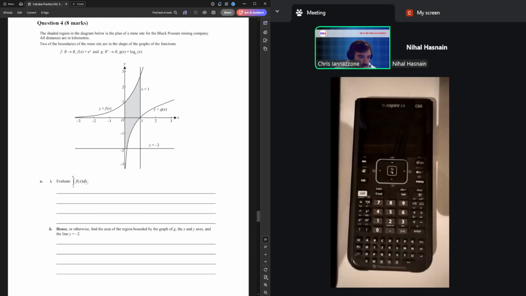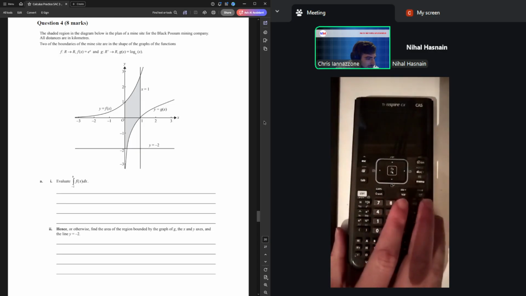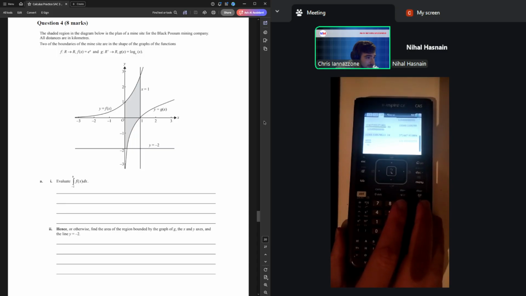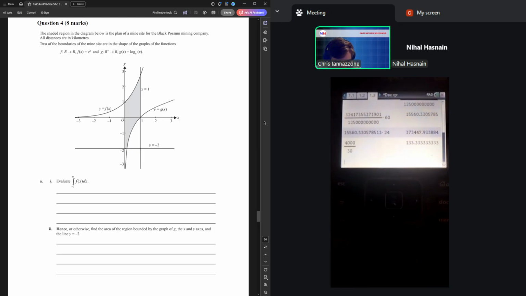So far, first question, fairly straightforward, just evaluating the integral. Not much to be said there. This is a tech active thing, so we're just going to go ahead and firstly define the function f of x as e to the power of x, and then just do that integral. I don't think there's much to talk about there.